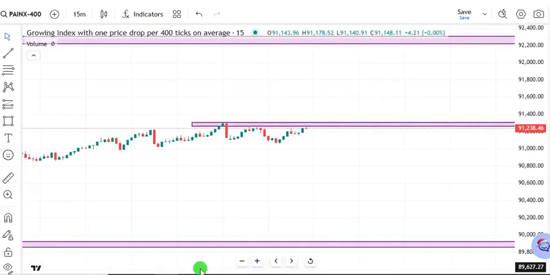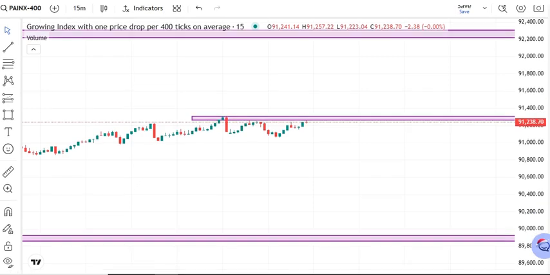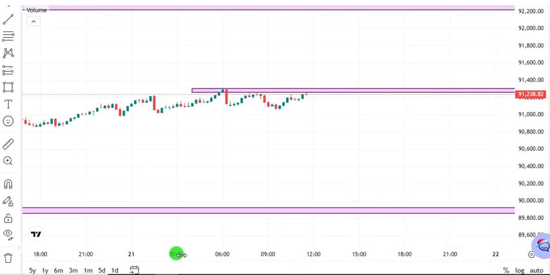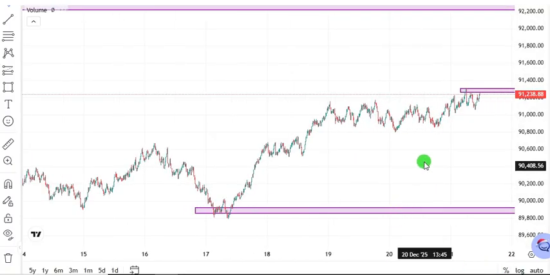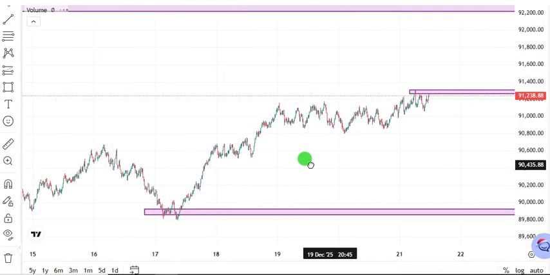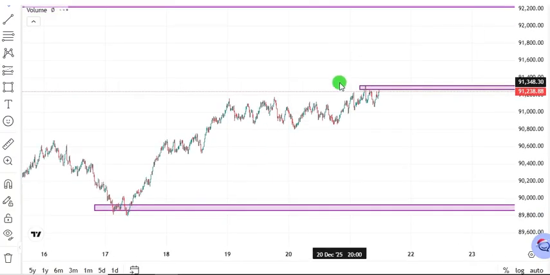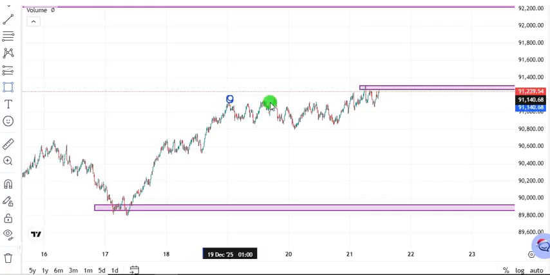On the 15 minutes charts, let me move this a little bit so I can zoom this around. Now the 15 minutes chart. First, I think I can actually see something around this level.